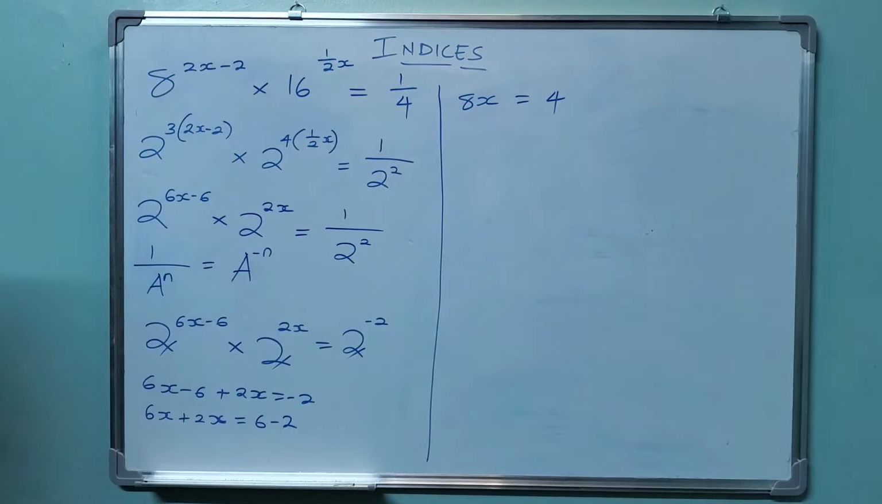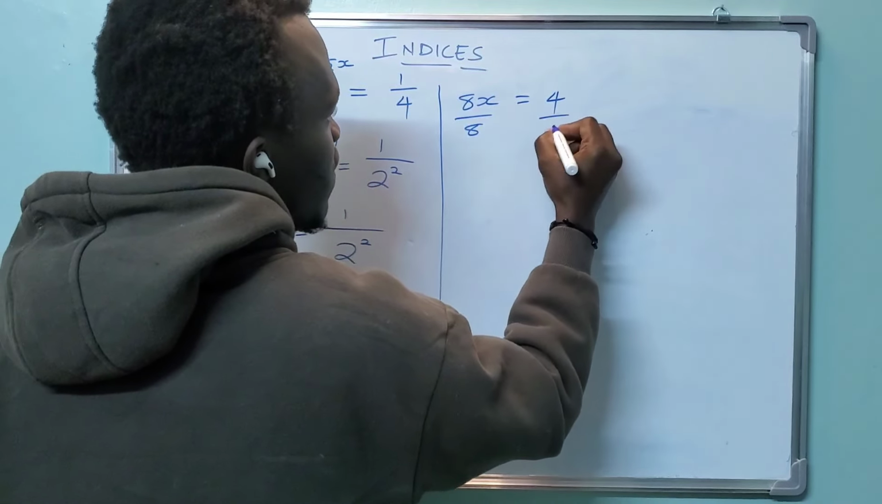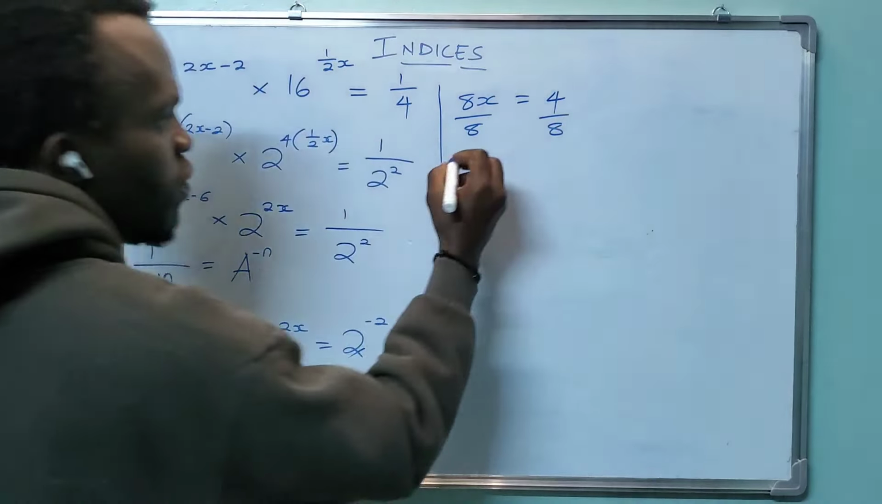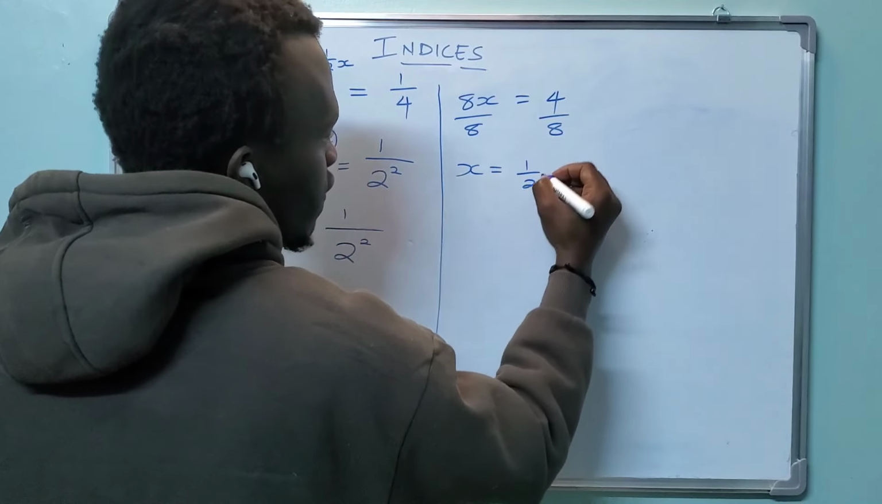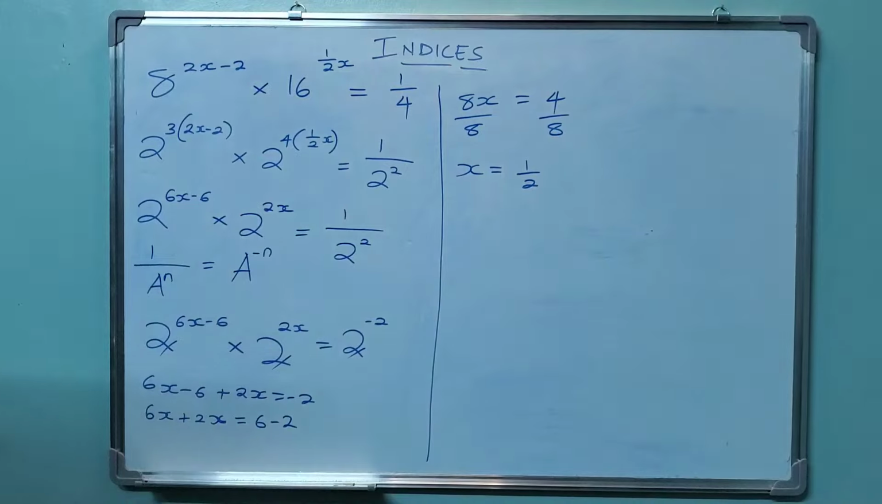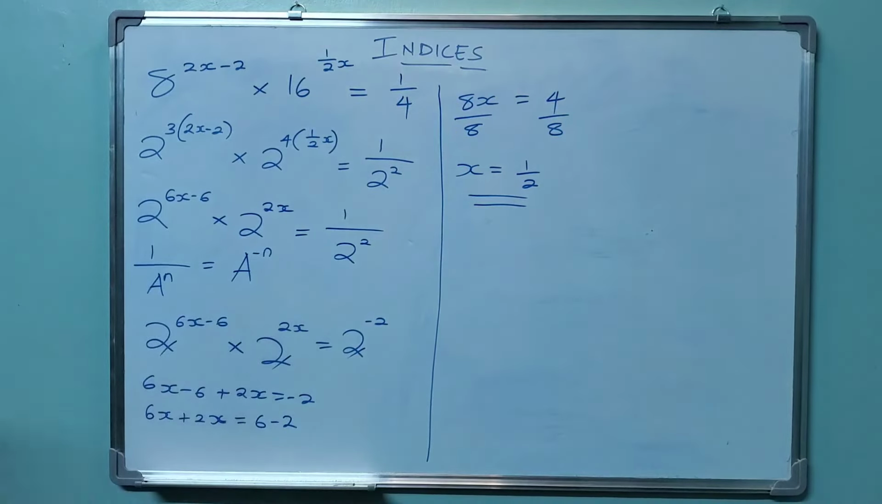For me to get the value of x, I'm going to divide by the coefficient of x. My coefficient of x here is 8. So divide there by 8, divide this other side also by 8, which means I'm going to have x to be equals to a half. And that is going to be my value of x. And that is how we work out such an example.